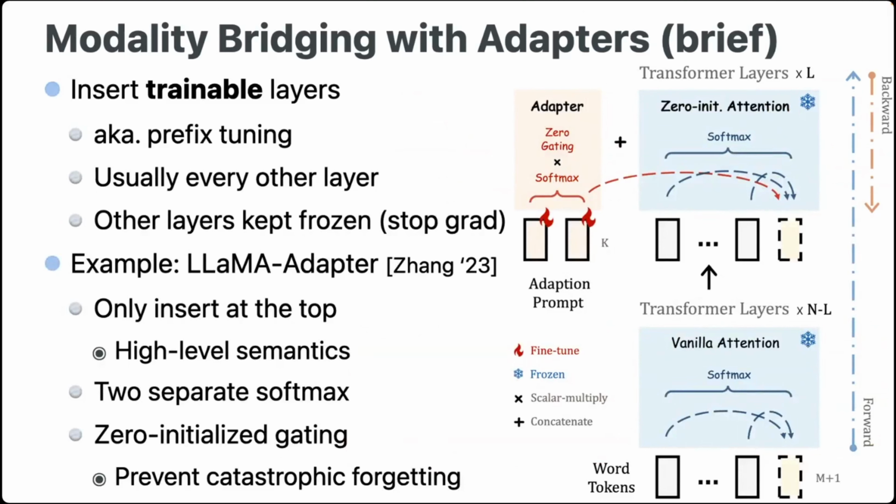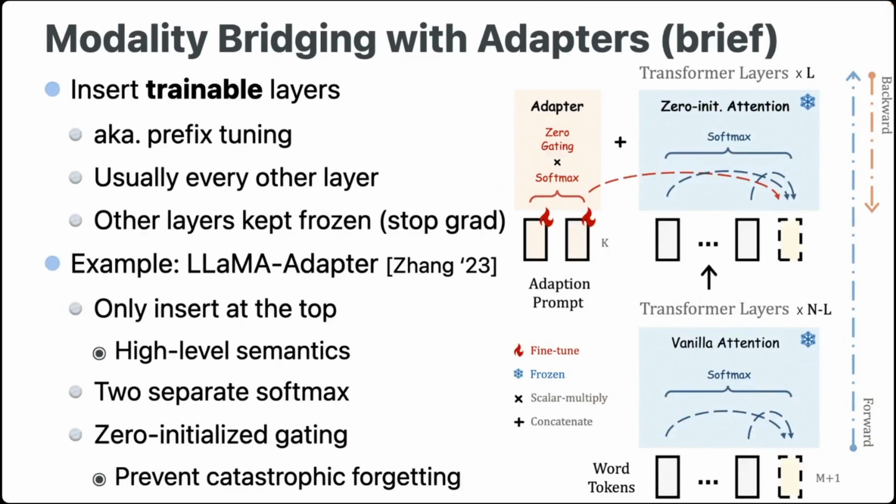And the third method to bridge is using adapters. This is where prefix tuning comes in. In this case, we're not only adding some prompts at the bottom layer for the inputs, but also actively inserting some trainable layers in between. In the example, we have the LLaMA-adapter. There are multiple other adapters.